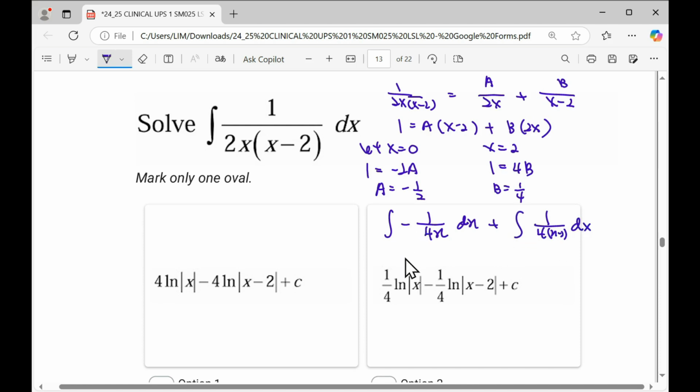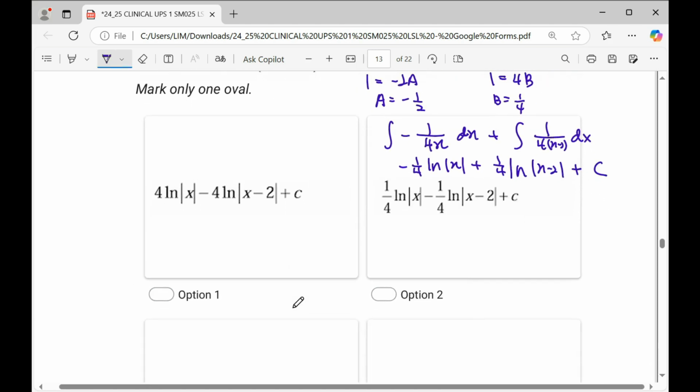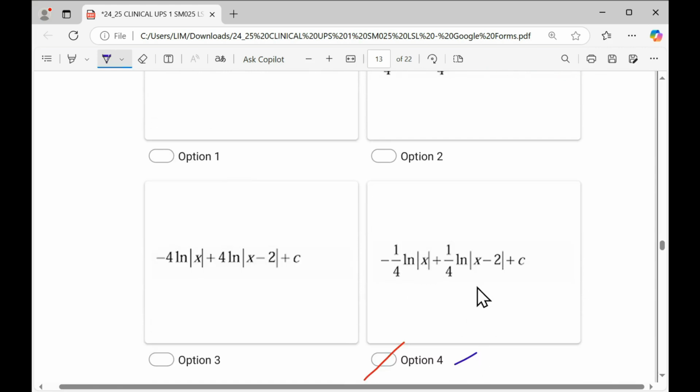So for integrate this, we factorize negative 1 over 4, integrate 1 over x, we get ln x. This is also the fraction, so ln x minus 2 plus c. So we have a look here, which one is our option? Lastly, our answer is at option 4.